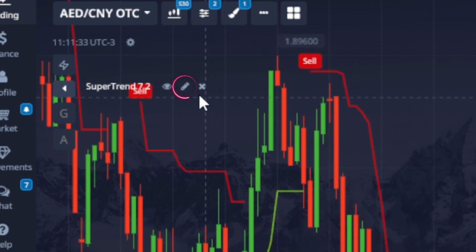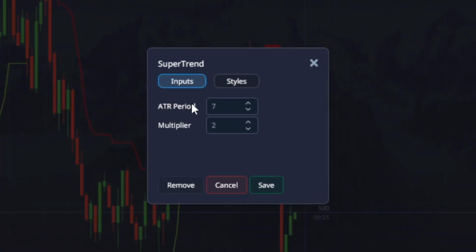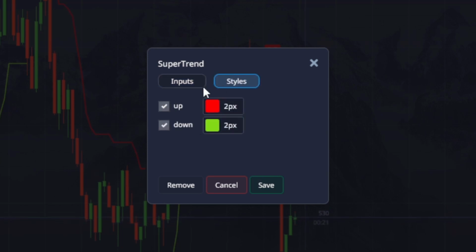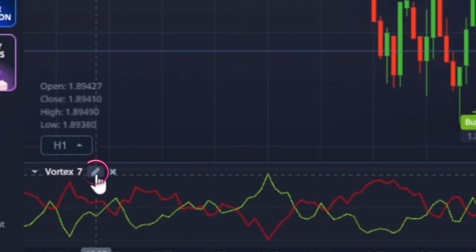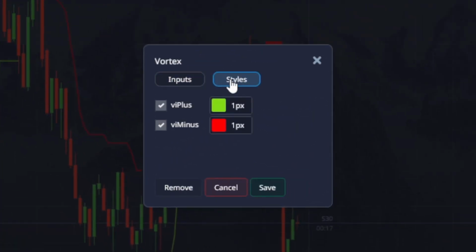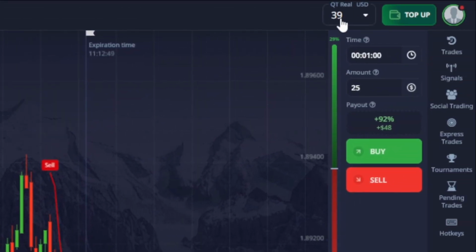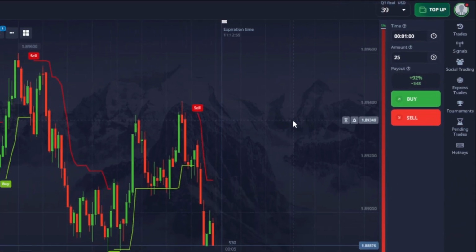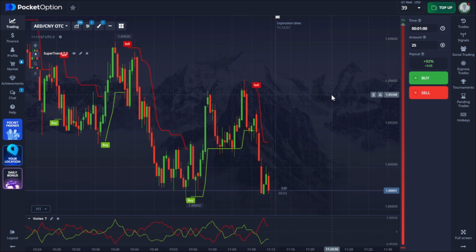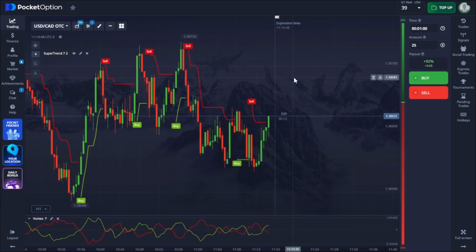SuperTrend: 7 and 2. The color is up to you, or you can use the same one that I'm using. Vortex: 7 and just 1 thickness, if you want to use the same. We're going to start with a $39 balance, a $25 amount, and 1 minute expiration time. So 30 seconds for the time frame and 1 minute expiration time.